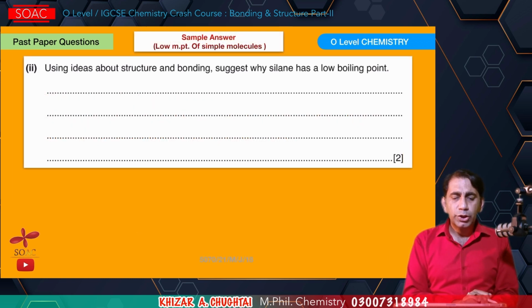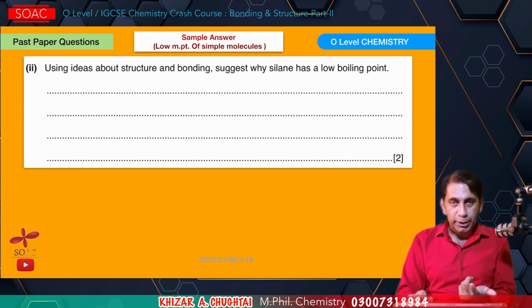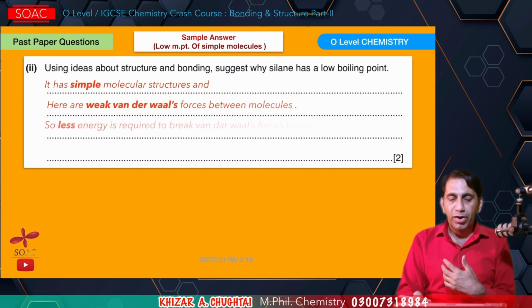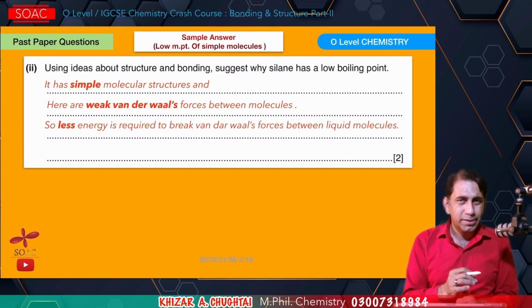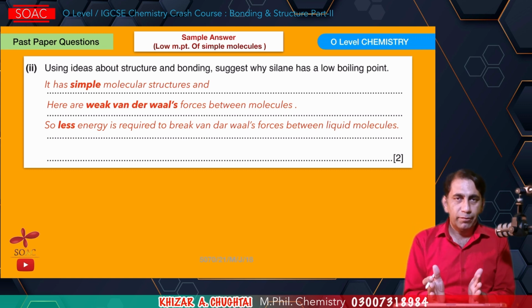The next one is using the idea about structure and bonding, suggest why silane has a low boiling point. As there is an indication of low boiling point, it simply means it must have a simple molecular structure, covalent bonding, weak van der Waals forces, and so on. So its structure is a simple molecular structure, and there is breakage of weak van der Waals forces.